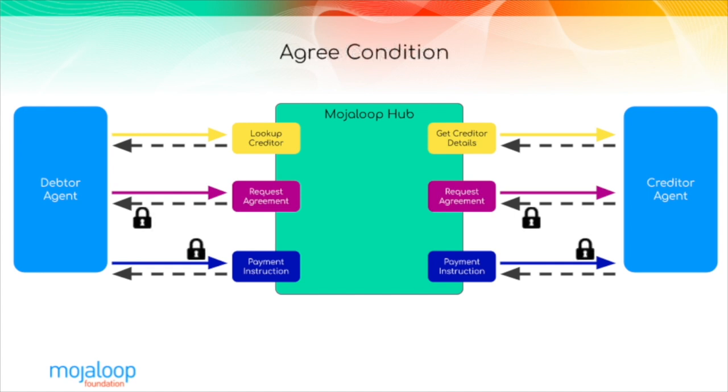Mojaloop systems also use the Interledger protocol, which has a cryptographic signature called a fulfillment, which is only produced by the creditor agent when the payment is cleared to the creditor. The fulfillment data element passed end-to-end from the creditor to the debtor can be relied upon by intermediaries and the creditor itself as a cryptographically verifiable signal that the creditor has been paid.